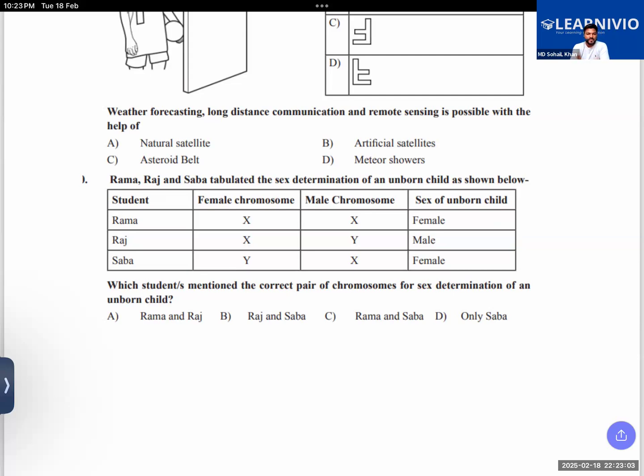So they have tabulated the sex determination of an unborn child in the following manner. So Rama is saying that if it's female, XX chromosome, it's going to be female. Raj A. is A. Yes. Good. Okay. Hold on. A, Rama and Raj.